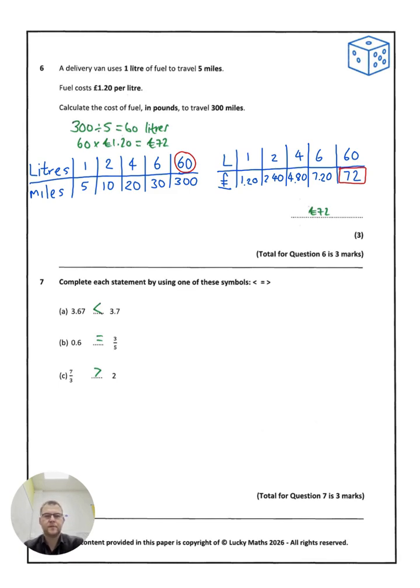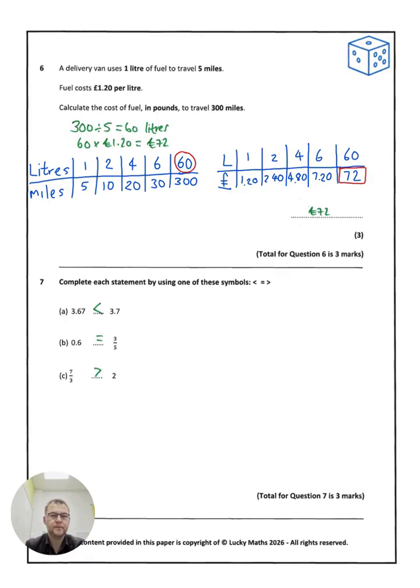Question 6, 1 litre of fuel can cover 5 miles for this delivery van, so 2 litres is 10, 4 litres is 20, and so forth. By adding the 2 and the 4 litres together, we can get 6 litres equals 30 miles, and then by timesing that by 10, we know that 60 litres is the fuel necessary to travel 300 miles.